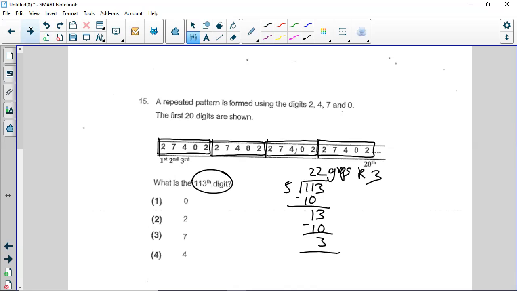So the remainder is not enough to form a group. So what are the 3 digits that are not enough to form a group? So your group starts with 2, then 7, and then 4. So this will be the last 3 numbers, or the remainder 3 numbers. So what is the 113th digit, which is the last digit that you see? And that digit is 4. Okay, so that's how you do grouping method, right? Grouping method for this question.